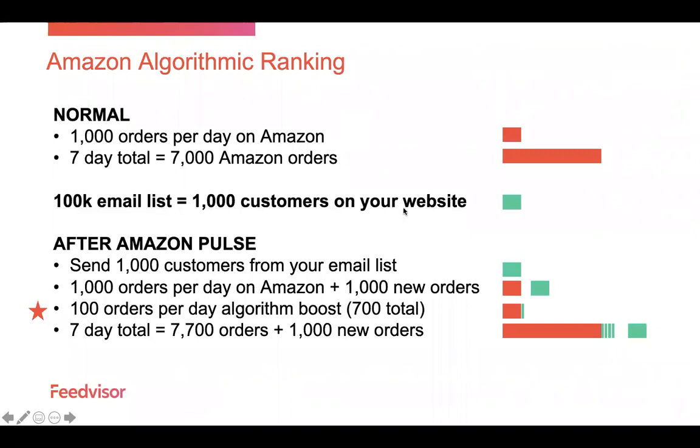But let's say you decide not to send that traffic to your website, you're sending it to Amazon, or this is equivalent to running Facebook ads to your website or to Amazon. You're getting those 1,000 customers; conversion rates are going to be plus or minus a little bit, and your margins are going to be different if it's website or Amazon. But with these 1,000 orders per day on Amazon and the 1,000 new orders from the email campaign, there's also going to be this boost that I'm talking about, this ranking effect. In this example, and this varies quite a bit on a lot of factors, that's 100 extra orders per day during this process. So you're actually having more sales than if you would have just sent that email campaign to your website.